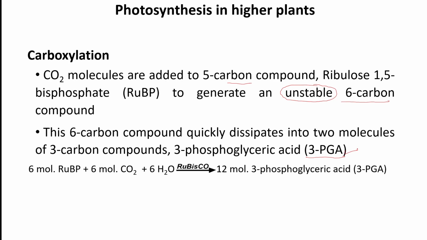3-phosphoglyceric acid. Here you can see in this biochemical reaction, a carbon dioxide molecule combines with RuBP in the presence of the enzyme Rubisco. Okay, it forms 3-phosphoglyceric acid. So now why have I written here 6 molecules of carbon dioxide and 6 molecules of RuBP?